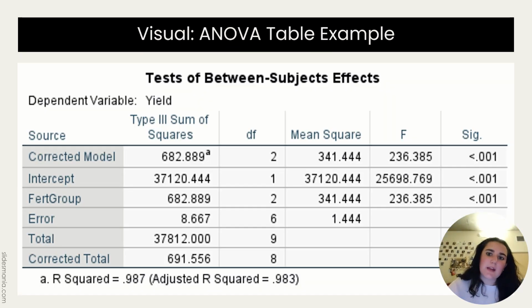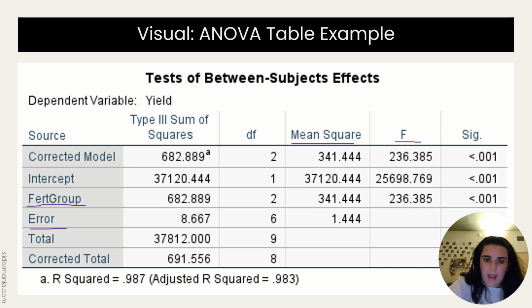Here's a visual showing an example of an ANOVA output table. Notice these key parts. The source column shows fertilizer and error. In our case, it's going to be FERT group. And then here's error just below it. This splits the total variance into between groups and within groups. Also, note the mean square. This is the variance estimate for each source.